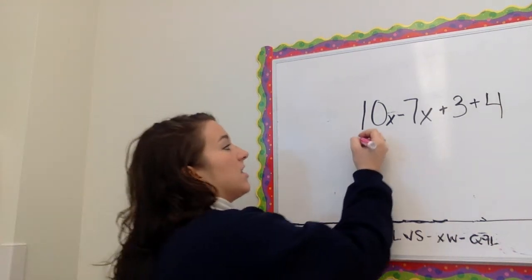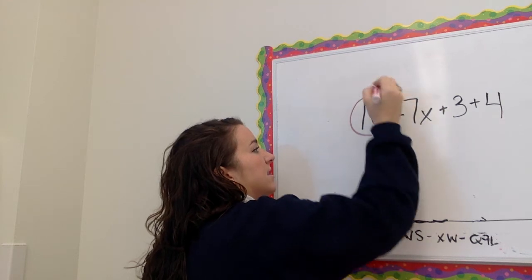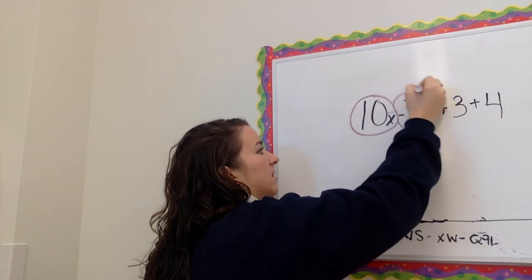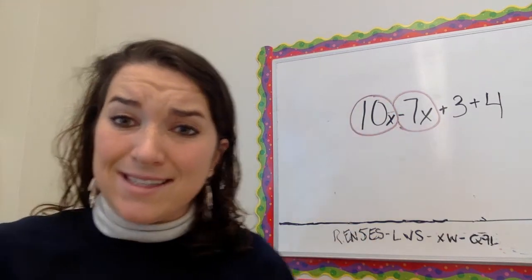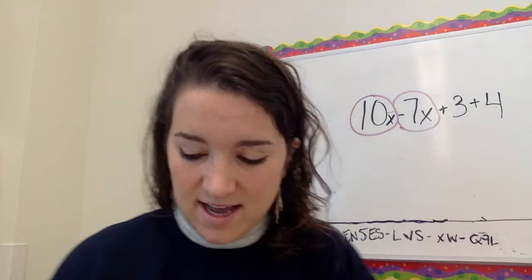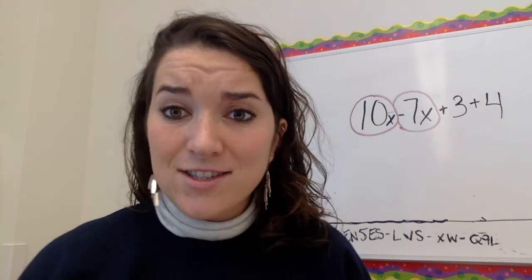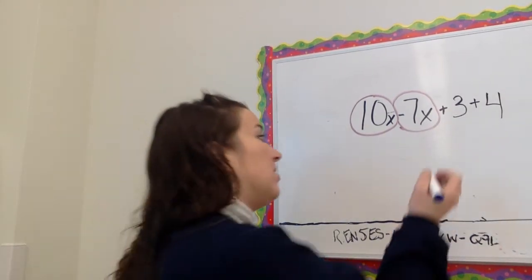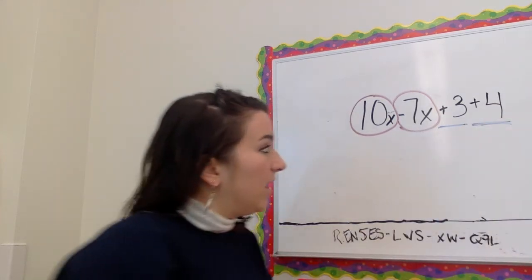So for the x's, I'm going to put a circle around all the terms that have an x. I have two terms with an x, and I'm going to make sure to include the sign at the beginning, because that tells me whether I'm adding more x's or taking away x's. Then I'm going to underline all my constants. Constants are the terms without a variable. So I have plus 3 and plus 4.